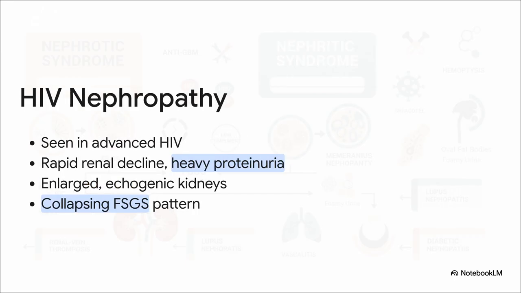For HIV-associated nephropathy, think of patients with advanced HIV, especially Black patients, experiencing rapid renal decline and heavy proteinuria. Imaging shows enlarged, echogenic kidneys, pointing directly to a collapsing FSGS pattern. The next step is prompt initiation of antiretroviral therapy and proteinuria management.